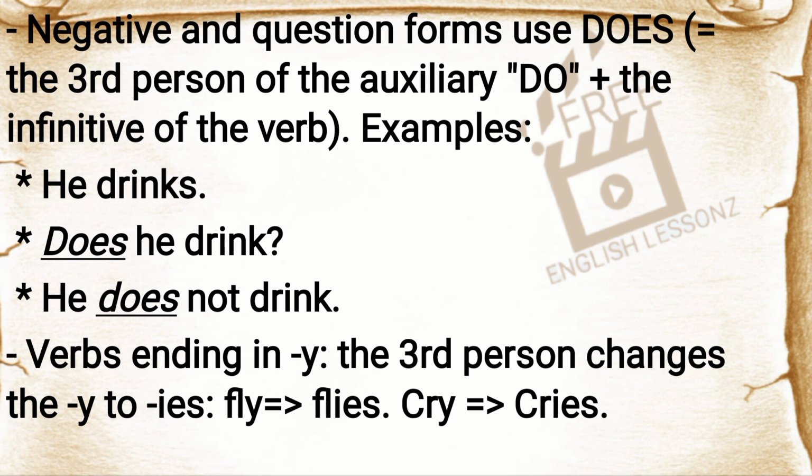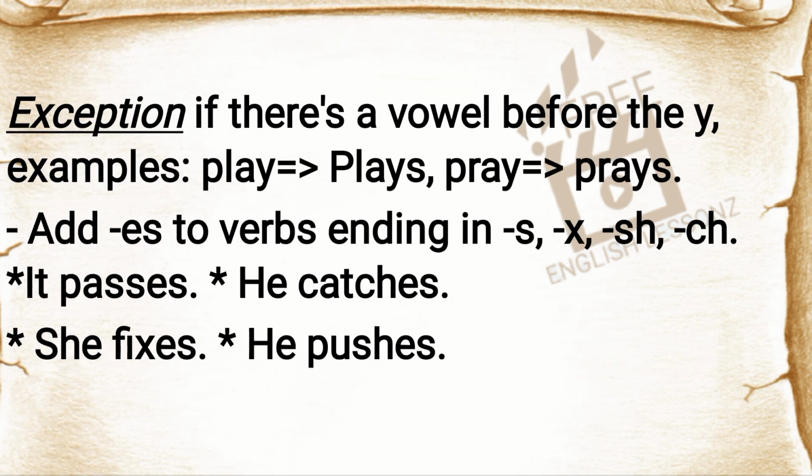Verbs ending in y: in the third person, change the y to ies. Examples: fly, flies. Cry, cries. Exception: if there's a vowel before the y, examples: play, plays; pray, prays. Add es to verbs ending in s, x, sh, ch. Examples: it passes. He catches. She fixes. He pushes.